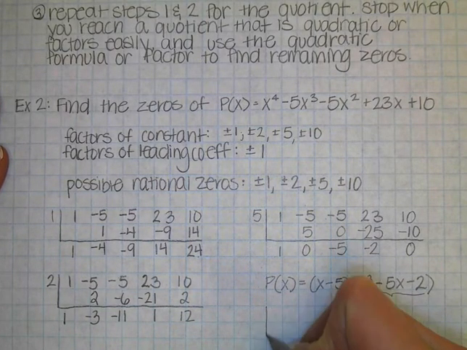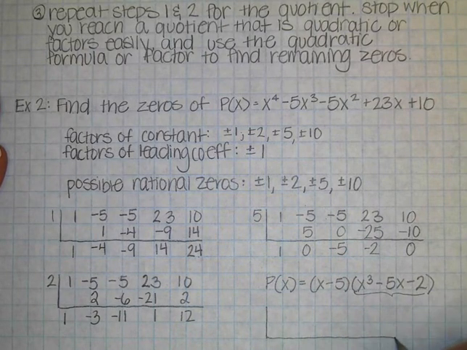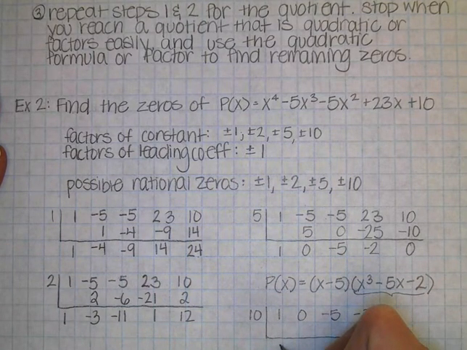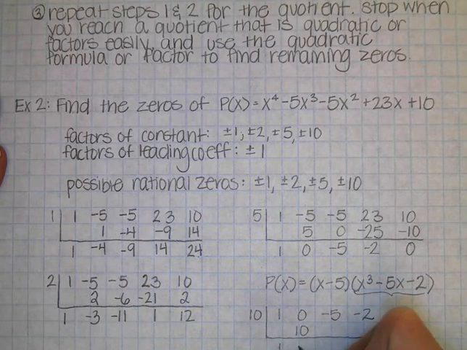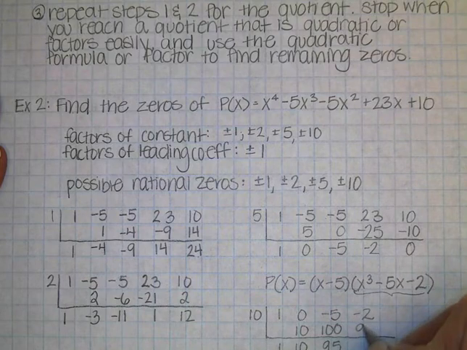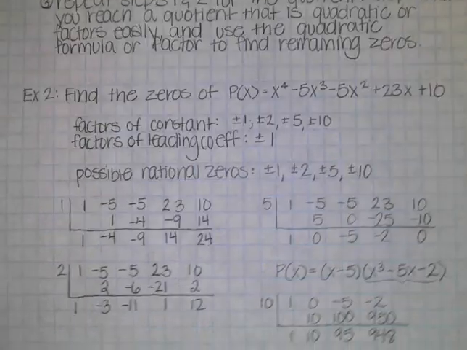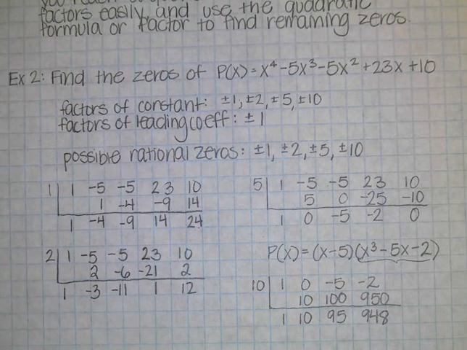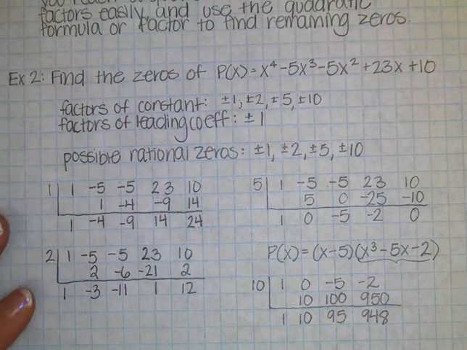So now I'm going to test 10, but I'm testing it with the quotient I found when I found a 0. So 10 is here, and then I have 1, 0, -5, -2. 1, 10, 10, 100, 95, 950, 948. Sorry, I'm off the screen a little here. Definitely not a 0. So we have to keep going. All the positives are either out or 5 was our 0. Let's try the negatives now.